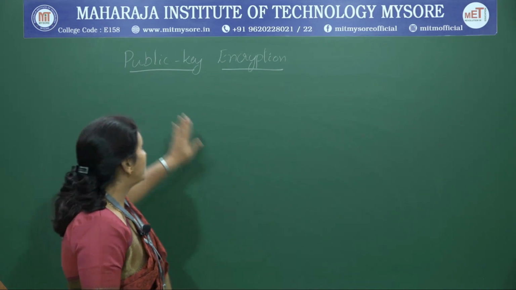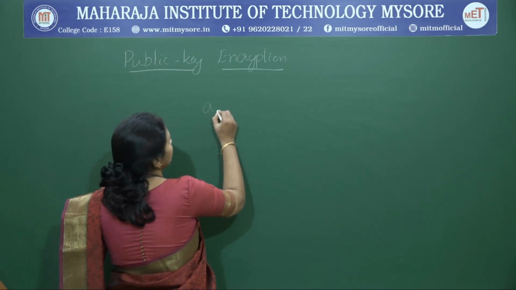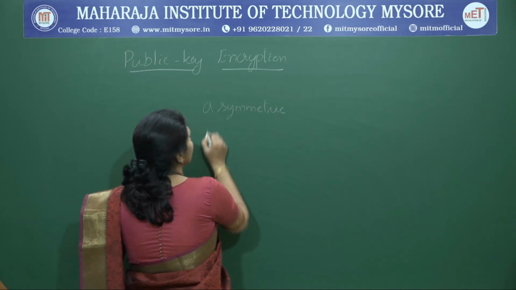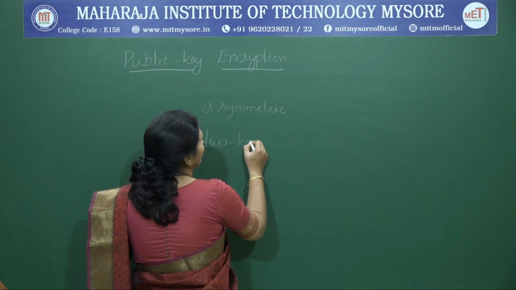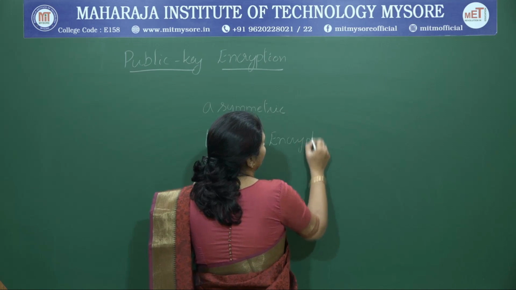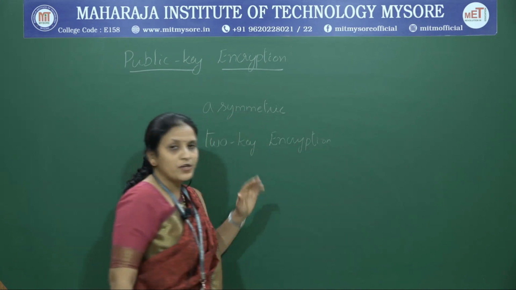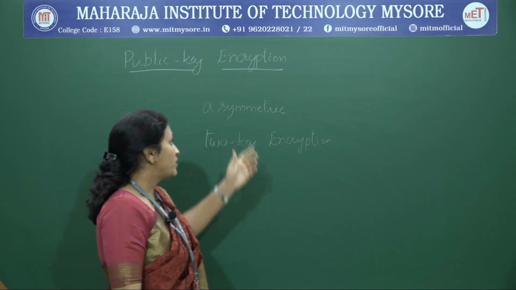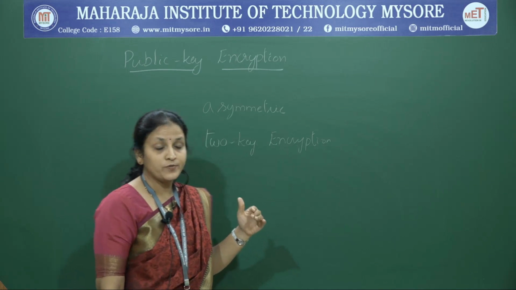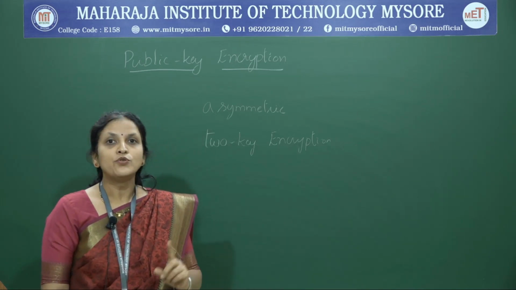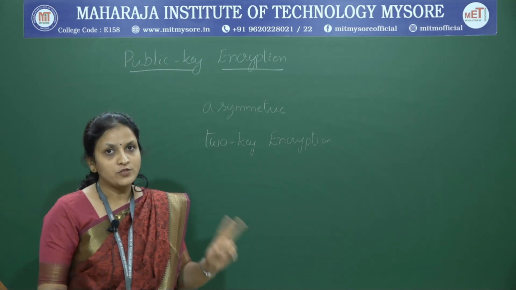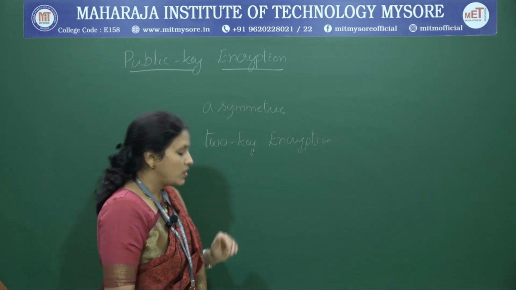That is why we call this method asymmetric or two key encryption. In the previous method it was symmetric, single key encryption. Here it is asymmetric, two key encryption, because we make use of two keys, one at the sender side and one at the receiver end of the transmission. Okay, this is about public key encryption.